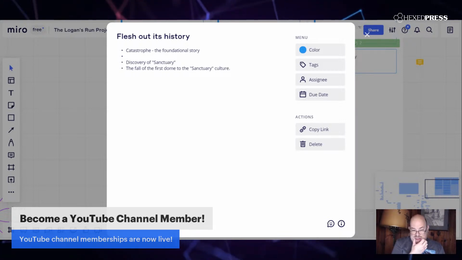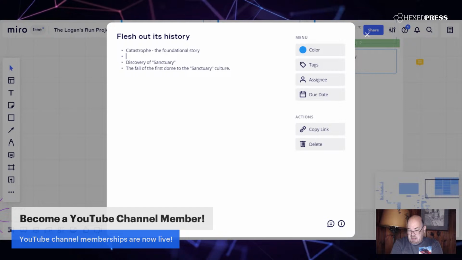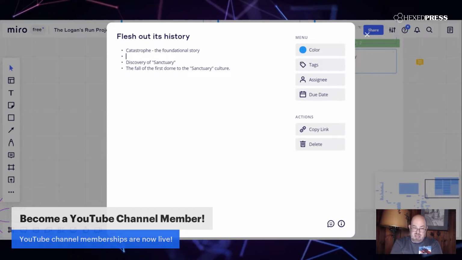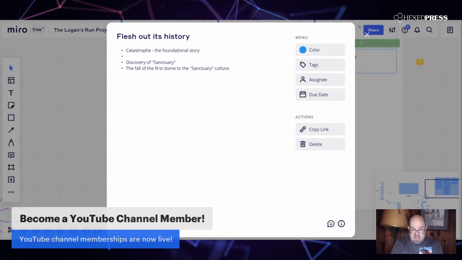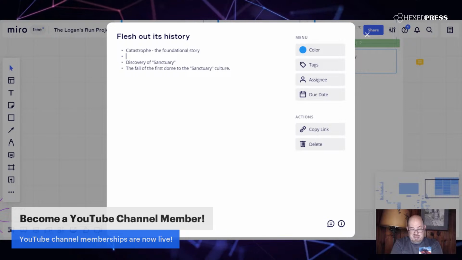What other things could have happened? These don't have to be massive events, but they need to be significant in some way, right? They don't have to be all World War, national, global, to them at least, but things that have some significance going forward. So we have the catastrophe, which basically set up this whole deal. Obviously the Discovery of Sanctuary was a world-shaking event for them. The fall of the first dome is only slightly less world-shaking than Sanctuary being discovered at all.